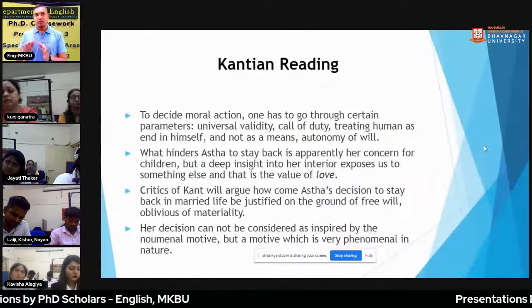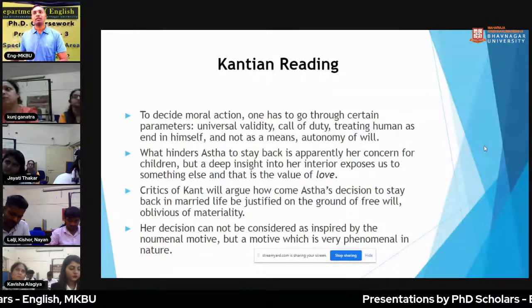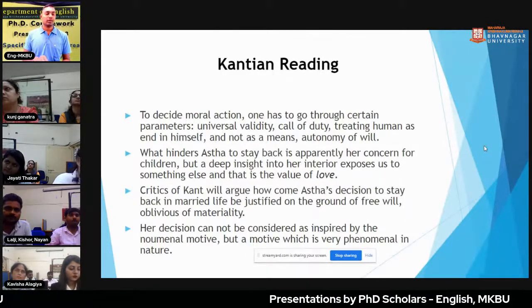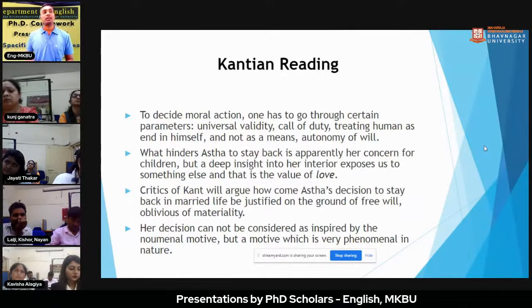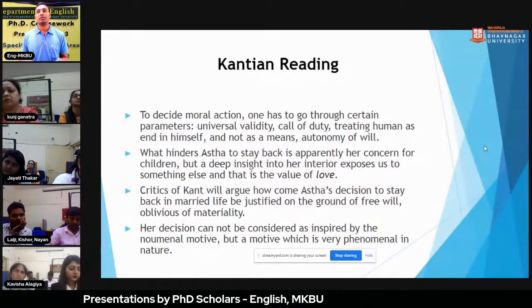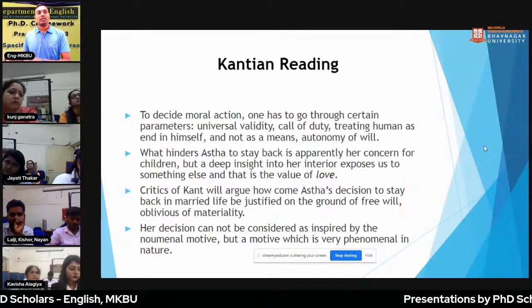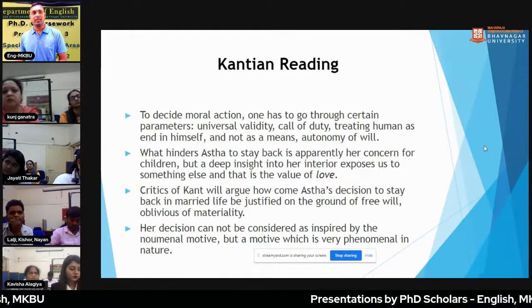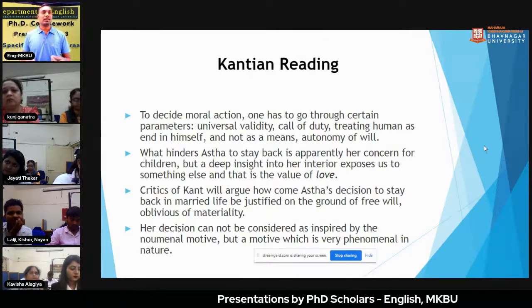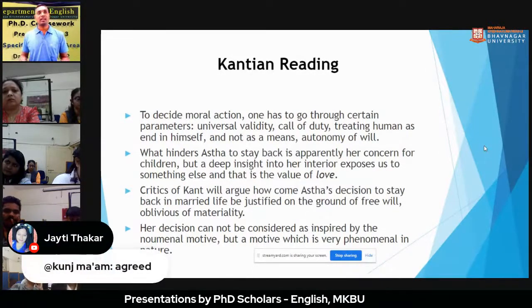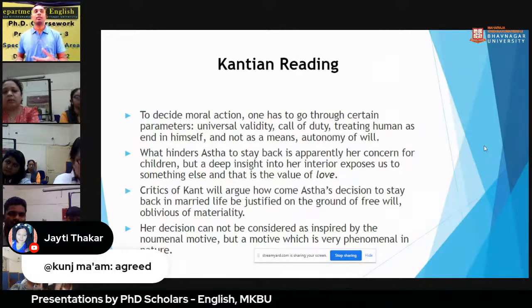Because if we read the novel, at the end of the novel we find that Asta was not happy and satisfied in her married life. It was because she was not provided the love she expected. And she found it in the process of time with Peeplika Khan, because she was taken care of. Peeplika Khan was worried, where is Asta, etc. She was worried about her whereabouts.